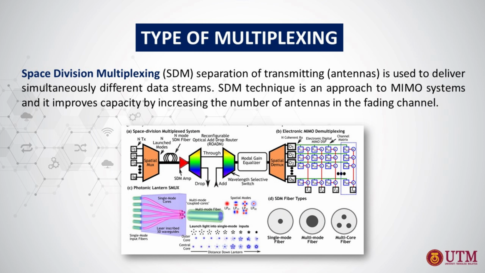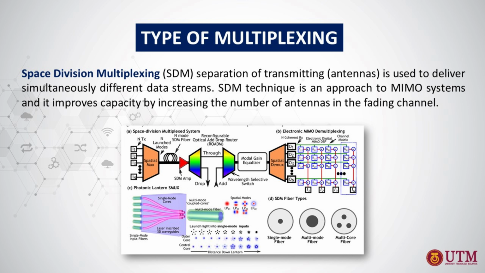Space division multiplexing (SDM) is a technique used in wireless communications to transmit multiple data streams simultaneously by employing multiple antennas for both transmission and reception. Unlike frequency division multiplexing (FDM) and time division multiplexing (TDM), which utilize frequency and time respectively, SDM relies on spatial separation through antennas. This approach is particularly effective in multiple input, multiple output (MIMO) systems, where multiple antennas at both ends of the communication link enhance capacity and reliability in fading channels.